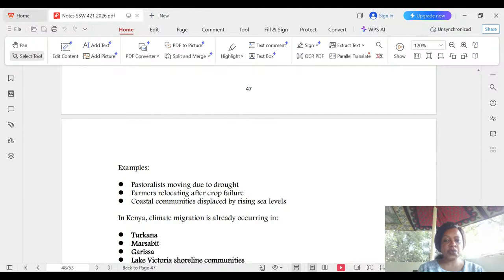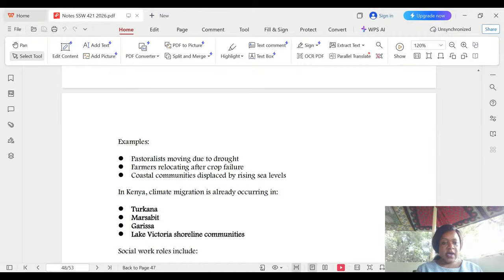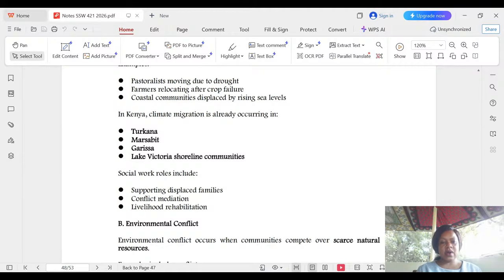So, for example, pastoralists moving due to drought, farmers relocating after crop failure, coastal communities displaced by rising sea levels. These are the normal migrations. And as I've listed, climate migration is already occurring. Okay, but it's likely to occur in more places. So our roles in this would include supporting displaced families, mediating conflict. Of course, like we said earlier, where there's an imbalance with economic matters, social matters are disrupted, conflict falls within the social spectrum. And so if the environment is disrupted and the economics are disrupted, conflict will arise. The rehabilitation of livelihood. These people, where they are relocated, their livelihoods have to be rehabilitated, or if they decide to go back.